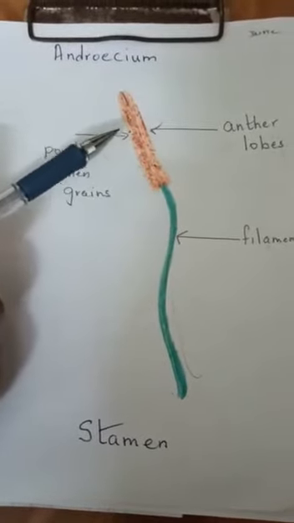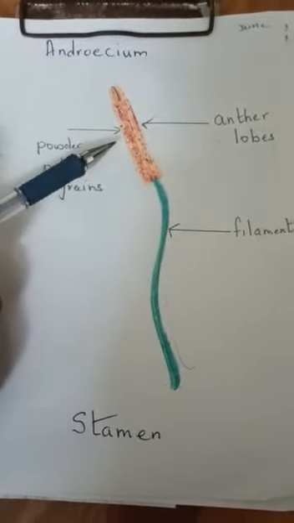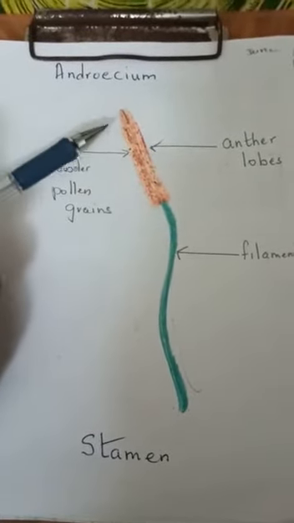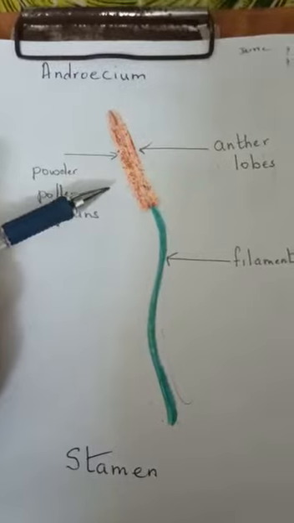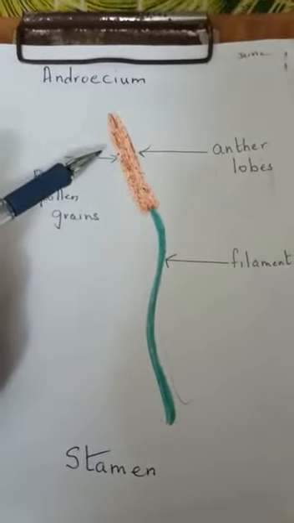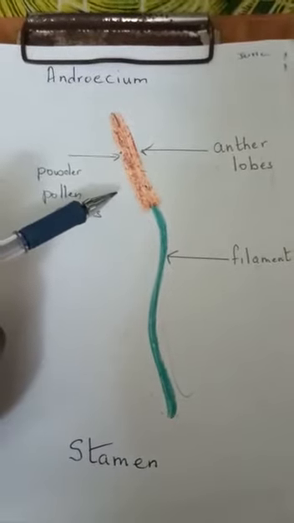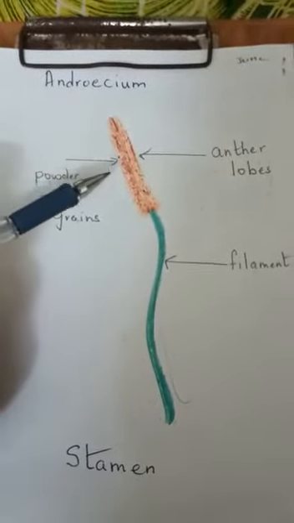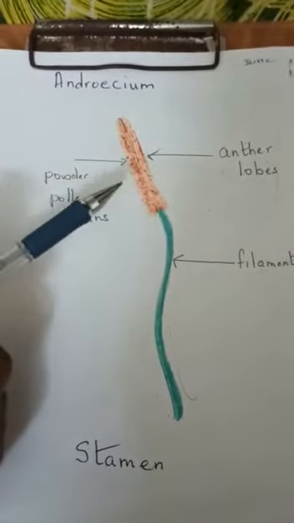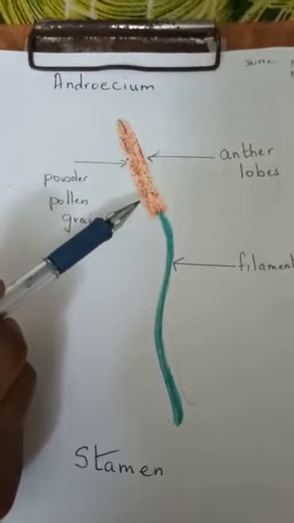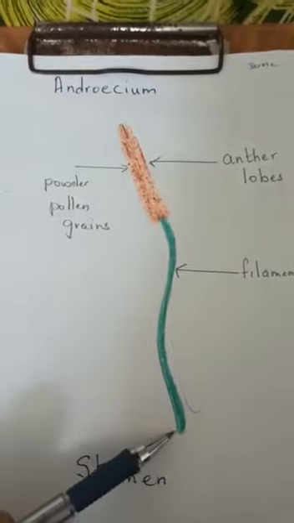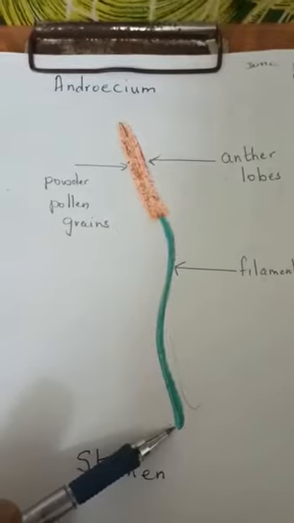And when these pollen grains mature, the pollen sacs burst, and there are pores on this anther, and the pollen grains will come and rest on the anther. That is why when we touch the anther, we get some dust on our fingers, which is nothing but the pollen grain. Now, at the tip of the stamen, there are nectaries.